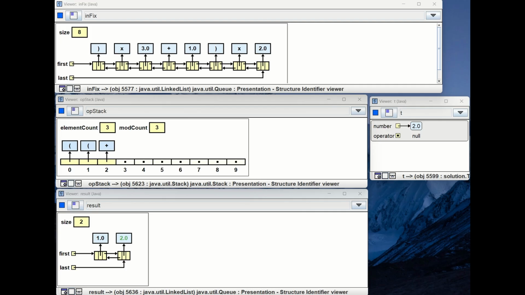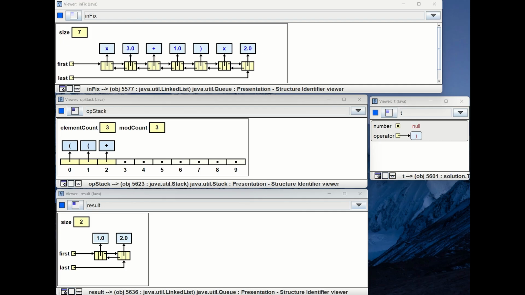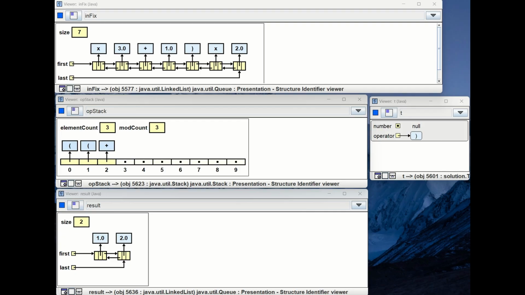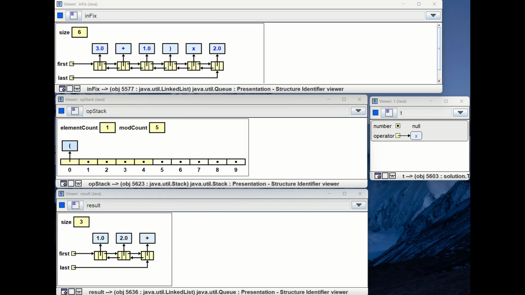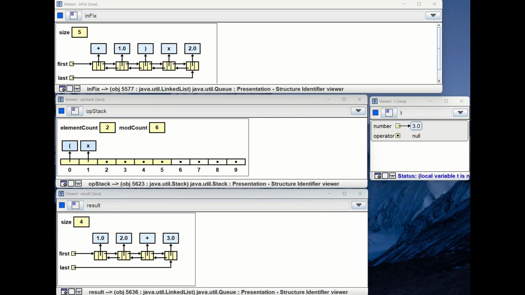The closed paren will match until we get the open paren. So we're going to pop off the plus sign, and then we're going to discard both parentheses. We're going to look at our input queue. We have the multiplication. That can be pushed. So we'll push that onto the open paren. And then we'll look at our 3. The 3 can go into our output queue.